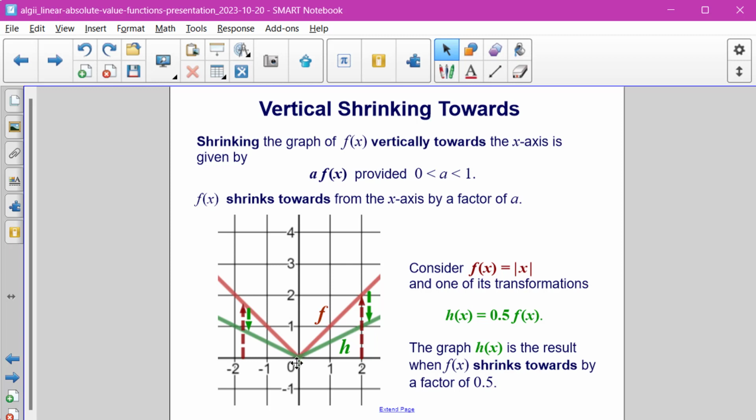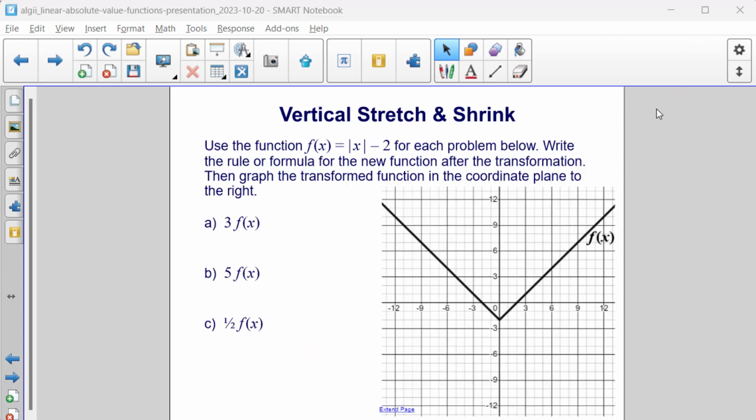Since the point that's at the origin lies on the x-axis, it does not move as a result of this vertical shrink. However, all of the other points that are not initially on the x-axis vertically shrink towards the x-axis by this factor of 0.5 or 5/10 or 1/2.